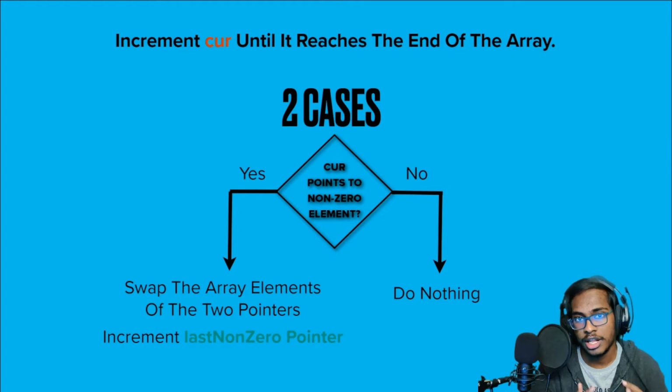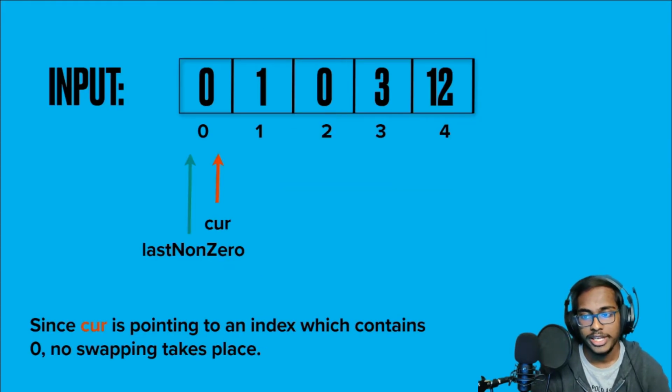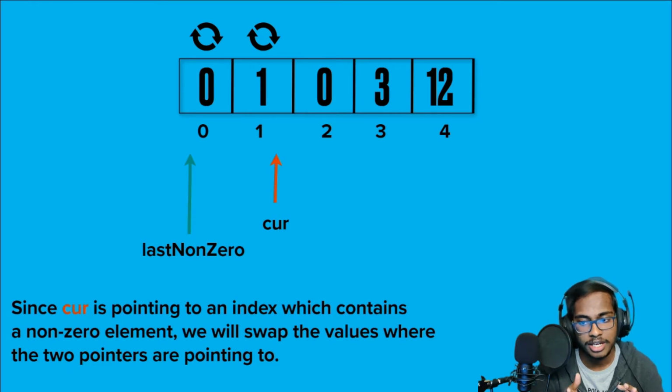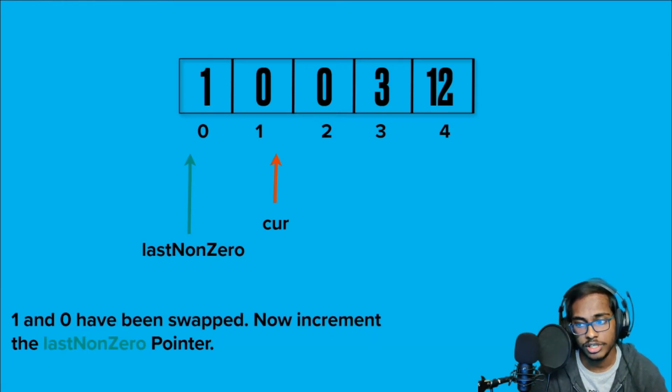Let me show you a run through with the current example. Initially we are going to make both cur and last non-zero point to the 0th index. Now we can see that cur is pointing to an index which contains 0, so no swapping takes place. We increment cur. Now when we increment cur, we see that it's going to point to 1, which is a non-zero element. So what do? We swap 1 and 0 because that is where cur and last non-zero are currently pointing. After swapping, we get an array 1 0 0 3 12. Now we know that every time swapping takes place, we need to increment the last non-zero pointer. So that too now points to 1.